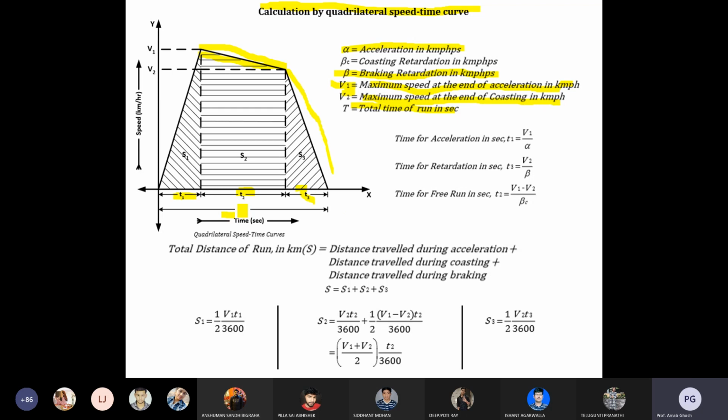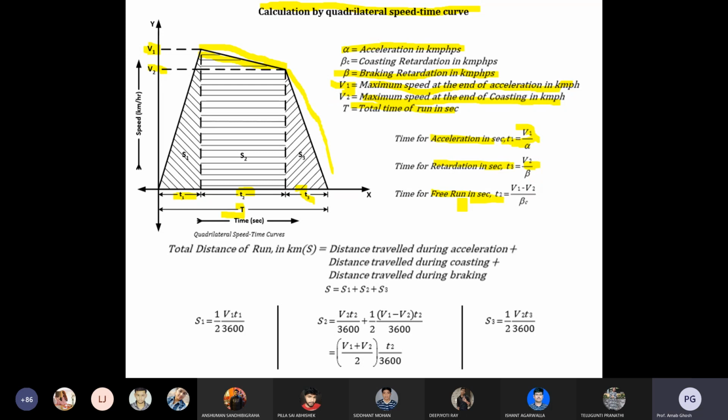So first you need to calculate the maximum speed v1 and the speed at the end of coasting, v2. For acceleration, t1 equals v1 by alpha. For retardation, t3 equals v2 by beta. In the previous free running case, the maximum speed was only Vm. But in this case, the speed touches the maximum V1, then goes to V2, then goes to 0. That's why V1 and V2 both are there.